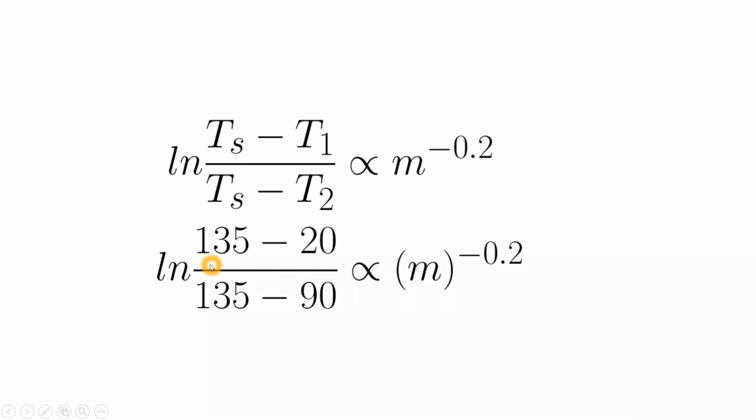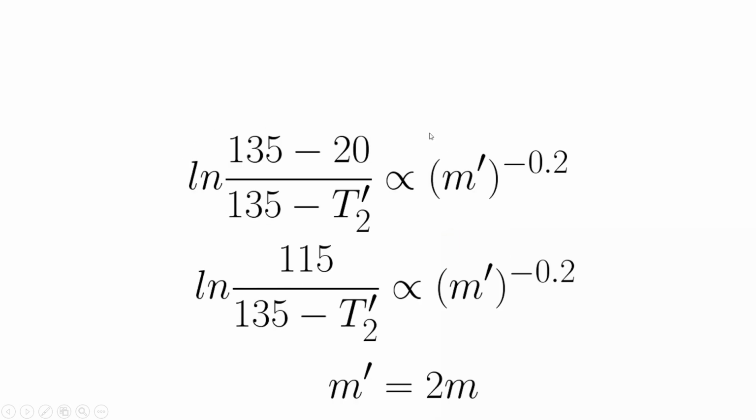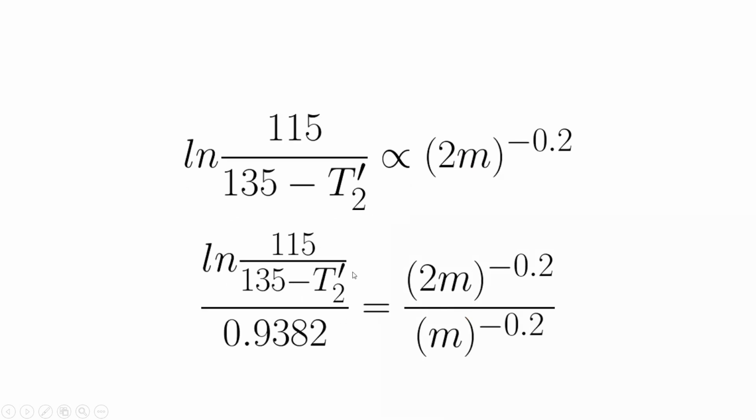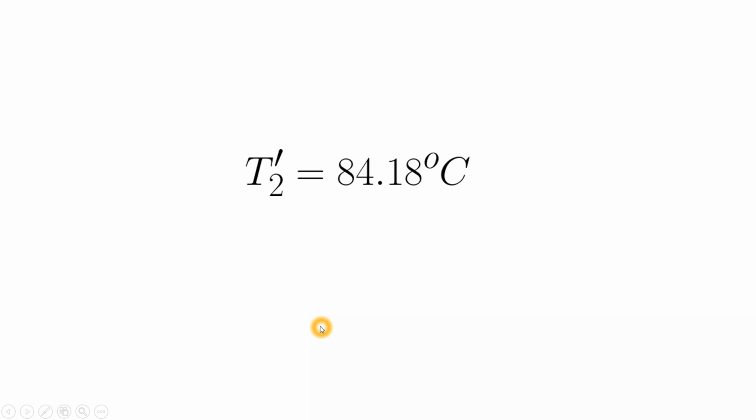I have put in the values, you can see here, in the first case, and then I got this. In the second case, ln of Ts minus T1, Ts will remain the same, T1 will remain the same, but T2 dash will change. Then this is directly proportional to M dash to the power minus 0.2. Now you can see here, I will put in all the values. And we know that M dash is equal to 2M, since we are doubling the mass flow rate. If we divide both equations, then we get ln of this. After solving, I got T2 dash is equal to 84.18 degrees centigrade. This is the final answer.